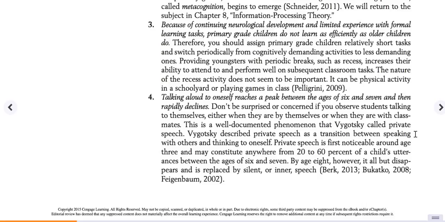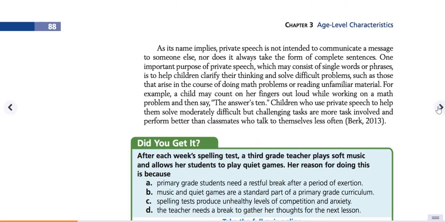Private speech is first noticeable around age 3, and may constitute anywhere from 20 to 60% of a child's utterances between the ages of 6 and 7. By age 8, however, it all but disappears and is replaced by silent or inner speech. As its name implies, private speech is not intended to communicate a message to someone else, nor does it always take the form of complete sentences.